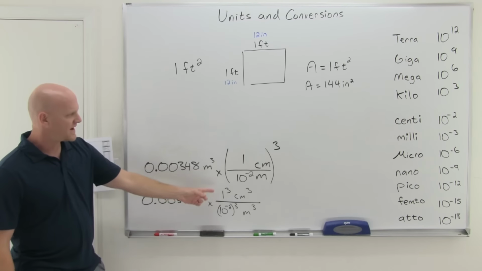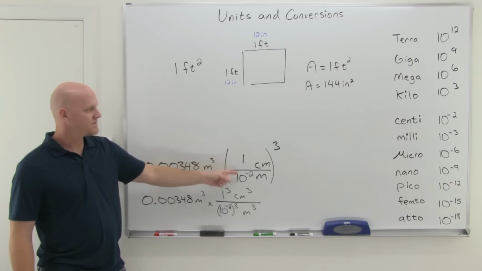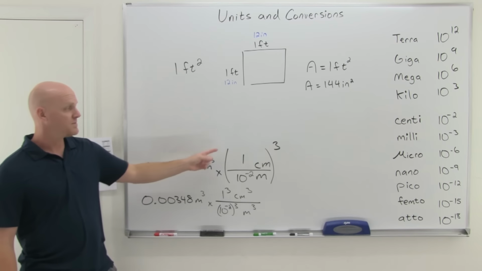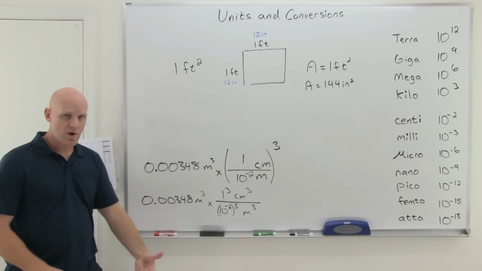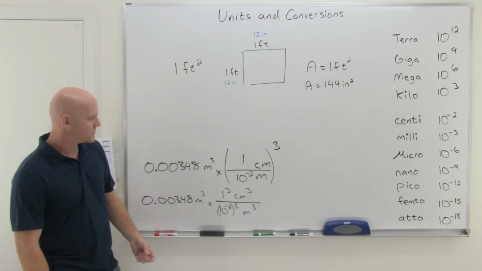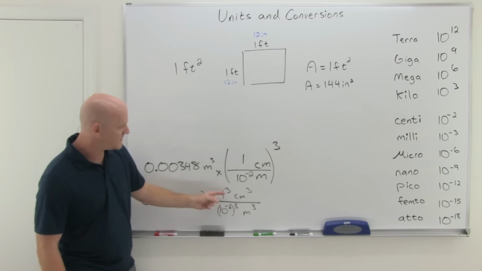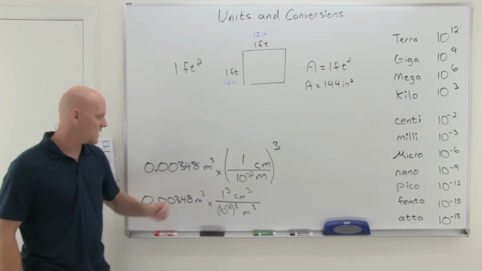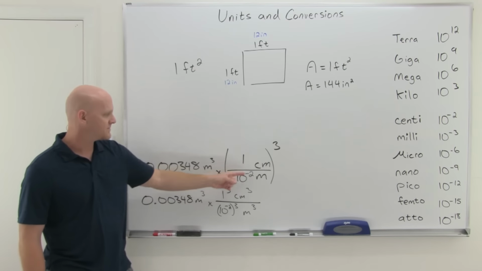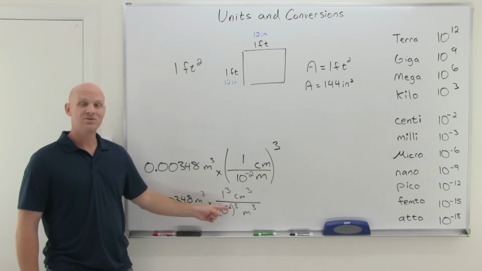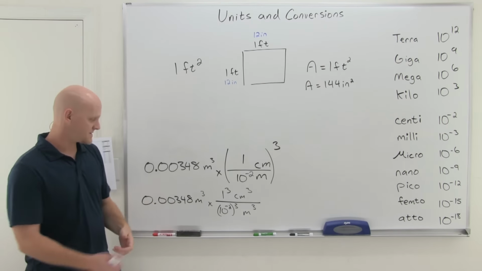And so that's what we're doing down here. We're using kind of the standard conversion factor, but if it's units cubed, we've got to cube it. If it was units squared, we'd have to square it, and so on and so forth. And again, that not only cubes, in this case, the units, it cubes the numerical values as well. And so instead of dividing by 10 to the negative 2, we're actually dividing by 10 to the negative 2 cubed, which is 10 to the negative 6.